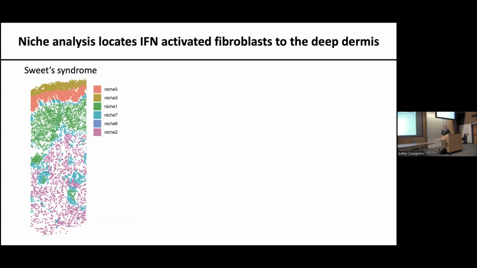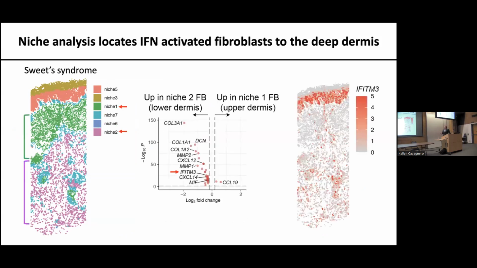With these data, we can also perform more sophisticated analysis, like niche analysis. And here we can divide the tissue up into different regions or niches, and then we can compare the fibroblasts that are in one region to the fibroblasts in another. And here we can show by doing differential expression analysis between the fibroblasts in the upper dermal niche in green, niche 1, to the lower dermal niche 2 in purple, that an interferon-induced gene is highly expressed in the lower dermal niche, IFITM3. Therefore, we've used this technology to locate those interferon-activated fibroblasts in Sweet's to the deep reticular dermis.